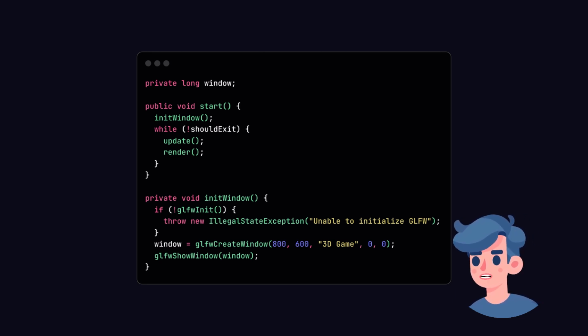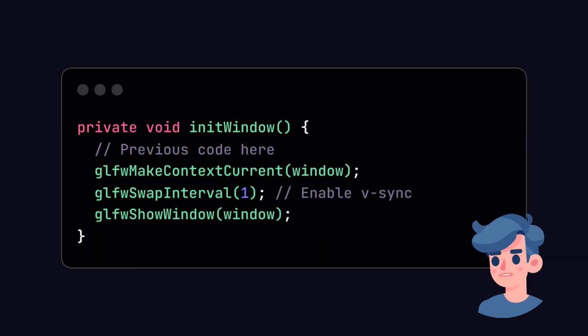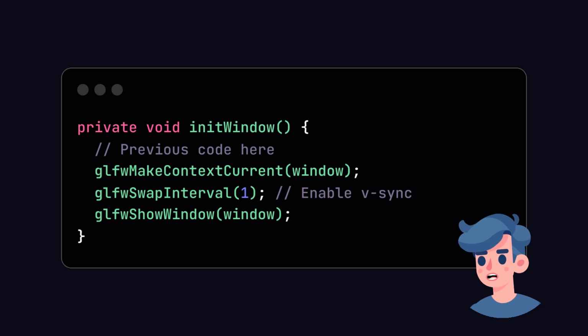Before we test our game loop, we need a way to initiate the game window. We'll use LWJGL's GLFW library to create a simple window for rendering our game. In this code, we initialize GLFW and create a window of size 800 by 600 pixels with the title 3D Game. Now let's add the invocation of our window initialization within our start method.